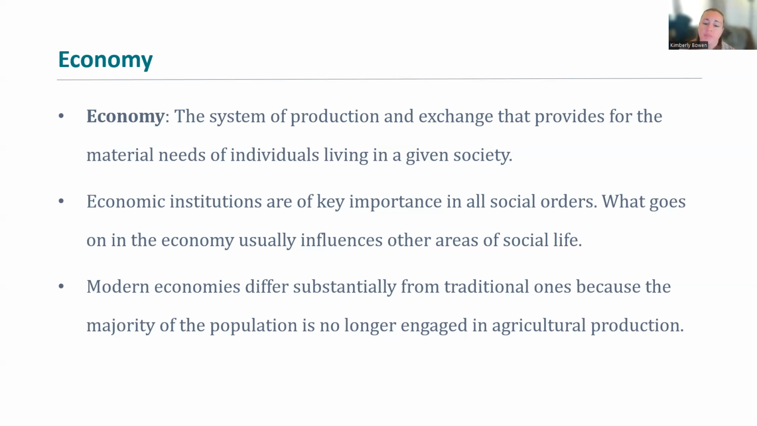Modern economies differ substantially from traditional ones because the majority of the population is no longer engaged in agriculture. Again, farming was the main source of getting your needs met for most people during pre-industrialization, all the way back to essentially nomadic cultures, where they moved for their resources and moved around a lot within any given space.